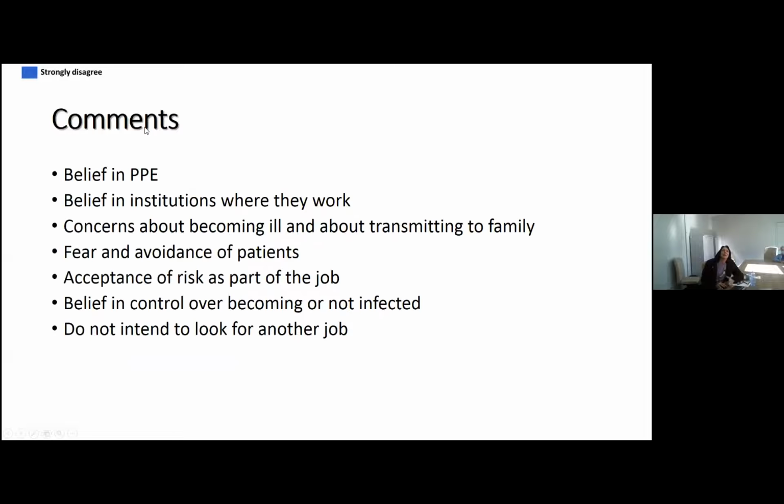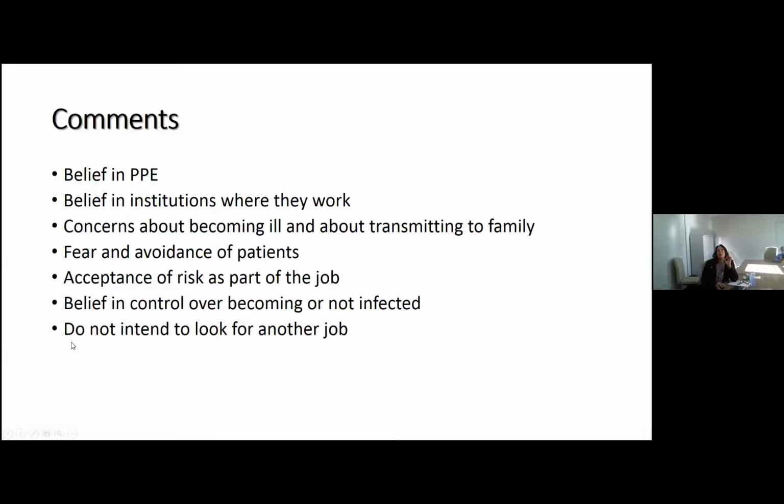So I think the comments basically are the belief in PPE. They believe in the institutions where they work. They have concerns about becoming ill and about transmitting to family. They fear taking care of patients, and there is a large proportion who would like to avoid the patients. They accept the risk as part of their job. They believe somewhat in having some control about becoming or not infected, and they do not intend to look for another job.